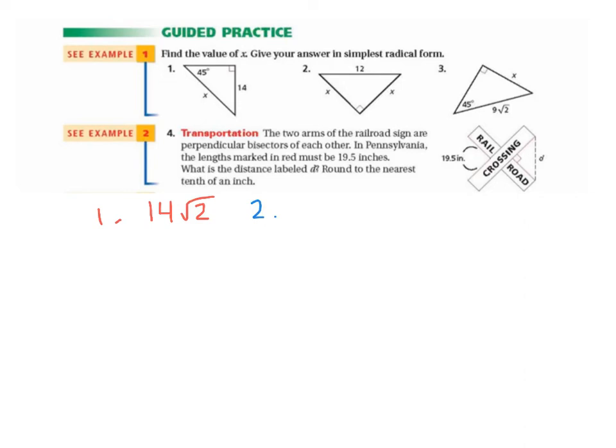Number 2, it gives us the hypotenuse. So it'd be 12 over square root 2. So we have 12 is equal to x times square root 2, and then we just divide both sides by square root 2.